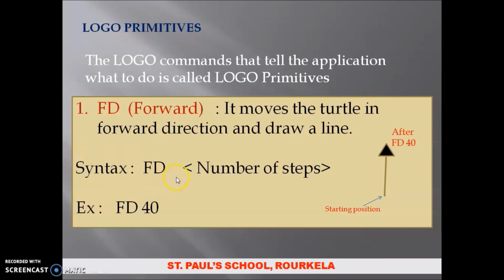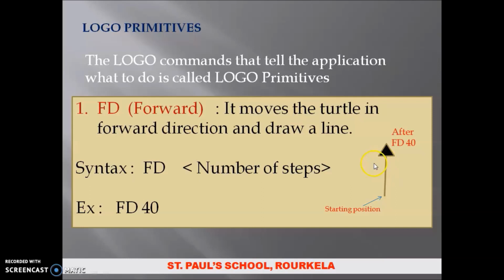FD, then you have to give one space, then write the number of steps. After that you have to press the enter key. Unless you press the enter key, it will not execute the command. It will not move the turtle on the screen. So after writing each command, you must press the enter key. When you write FD, space 40, and press enter, it will move the turtle from this starting position to this position. The length of this line is 40.